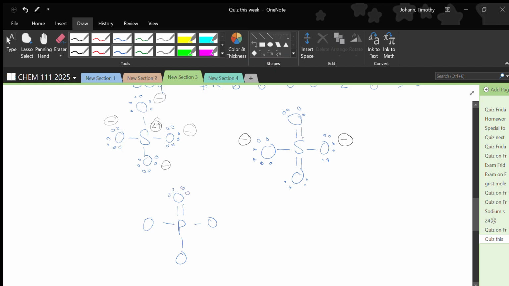So there's 12 electrons around sulfur. There are 10 electrons around phosphorus. And phosphorus, then we'd have formal charges that look like this. Okay, so that's what phosphate would look like. Questions on that?